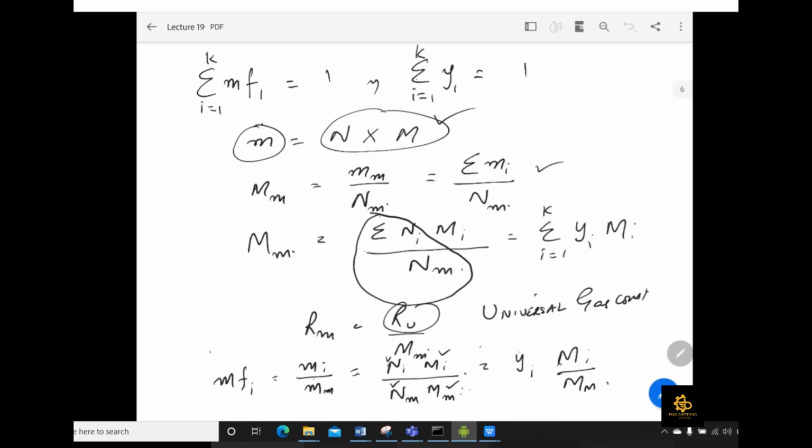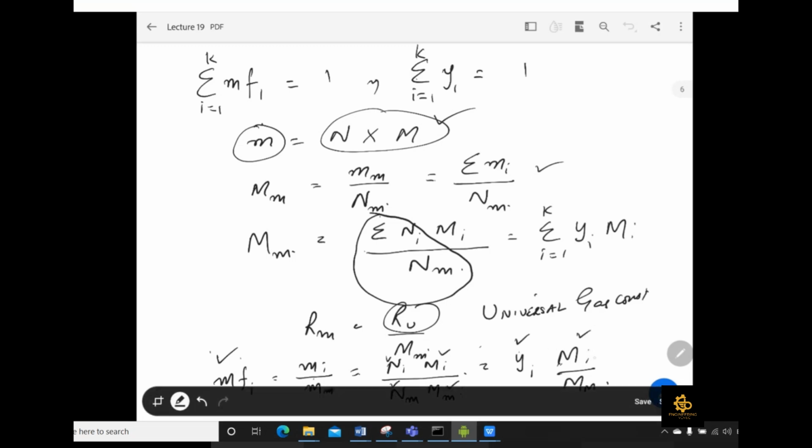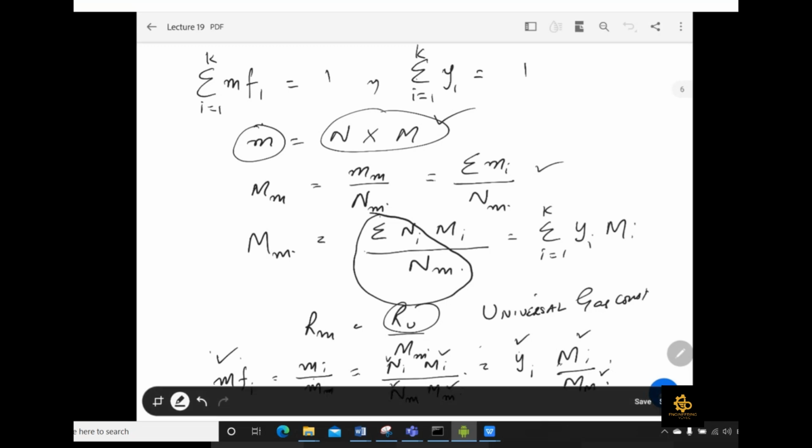So if we have to find the mass fraction of the individual component, and we know the value of the mole fraction, the molar mass of the individual component, and the molar mass of the mixture, we can easily find the mass fraction. So these are some relations we have to note down, and then we will try to solve one question related to these relations.